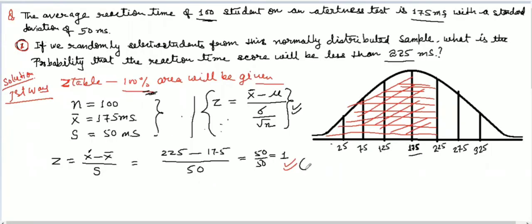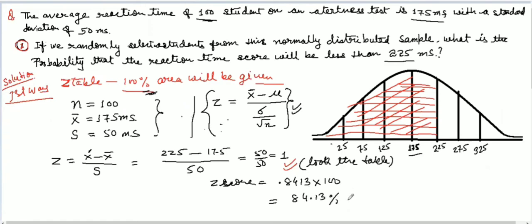So here you have to look at the table and find the z-score value, which will be 0.8413. So this area represents the 100% area. Convert this into percent, so you have to multiply by 100. So this area will be 84.13%. So this is the probability for this question.